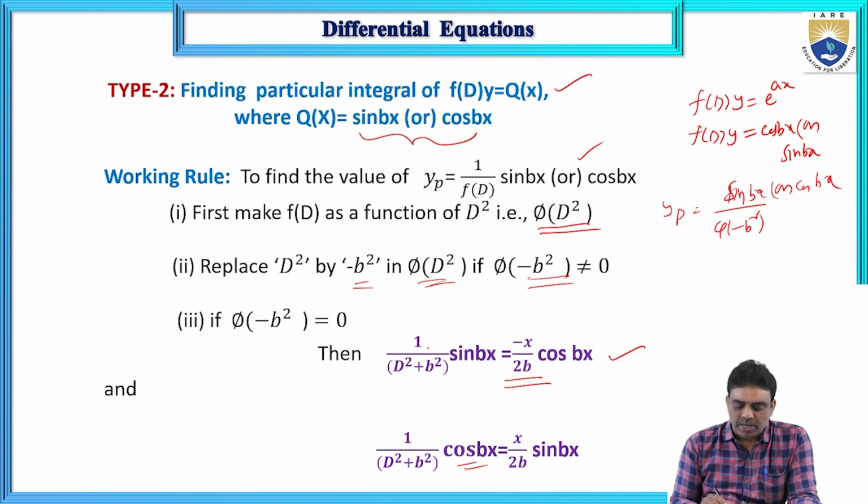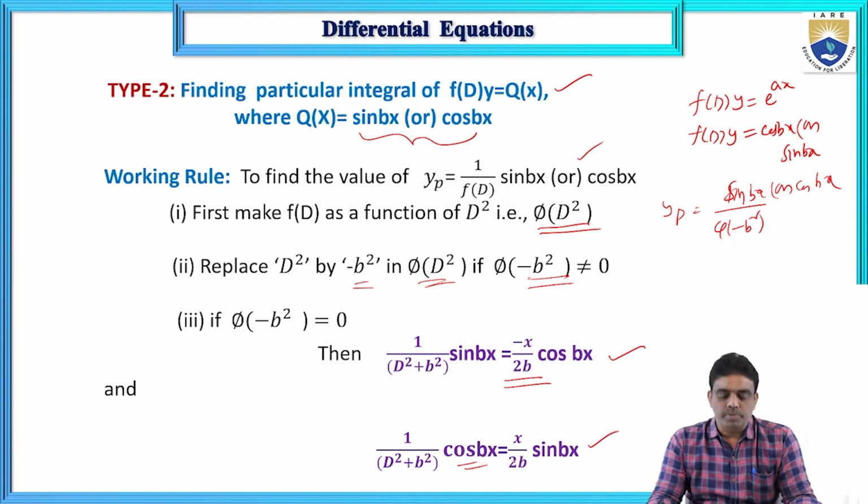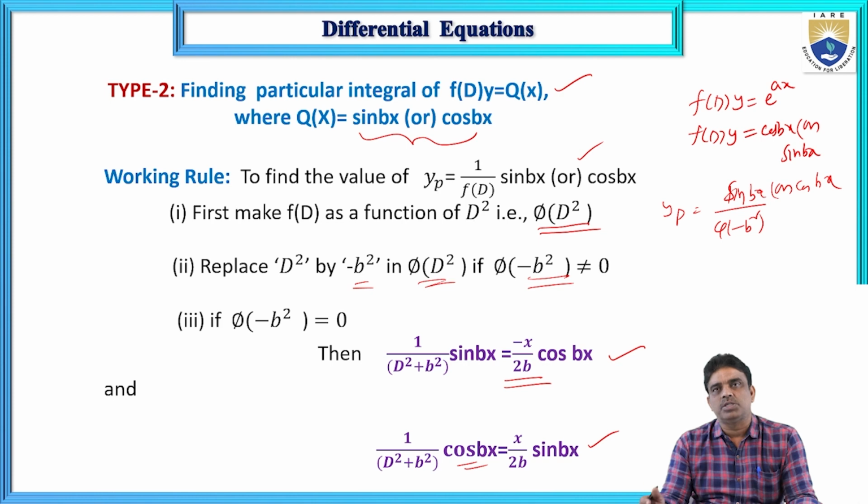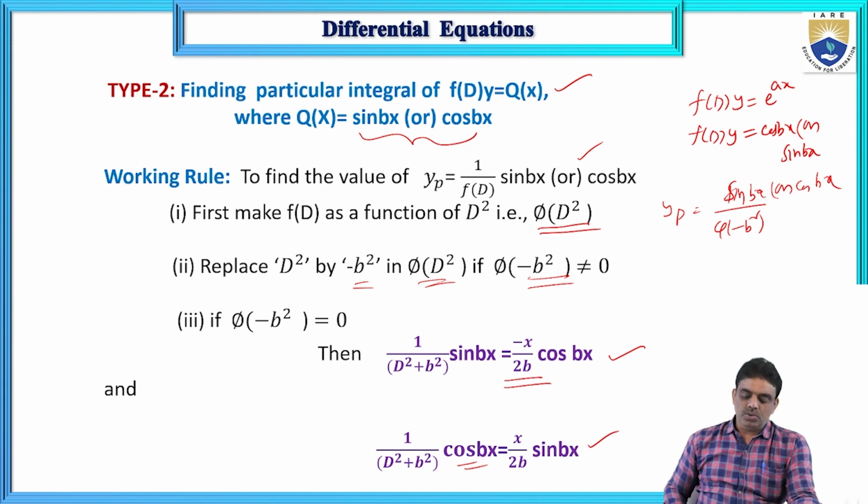So we have to use the formulas: 1 by d square plus b square of sin bx is equal to minus x by 2b of cos bx. If it is 1 by d square plus b square of cos bx, then it is x by 2b of sin bx. These formulas have to be applied when phi of minus b square is equal to 0. If phi of minus b square is not equal to 0, then there is no complexity. Just write sin bx or cos bx divided by phi of minus b square, which is the required particular integral in this case.